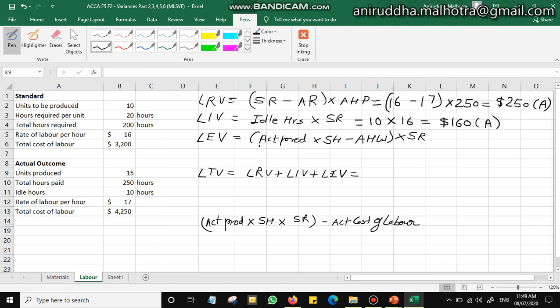Now, labor efficiency variance. Efficiency variance is what? Your actual production into standard hours compared with the actual hours worked into standard rate. So actual production was how much? 15 units, and 15 units should have taken how many hours? 20 hours each. So that means we are looking at 300 hours.